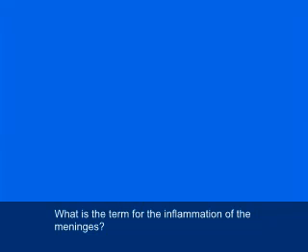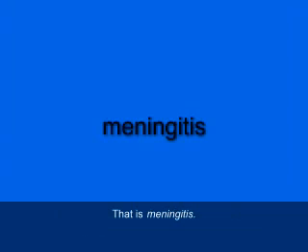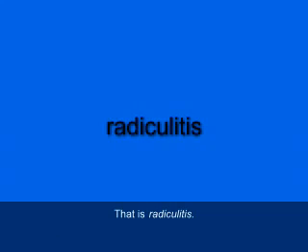And what is the term for the inflammation of the meninges? That's meningitis. Meningitis. And what is the term for the inflammation of the root of a spinal nerve that can cause pain and numbness radiating down the affected limb? Well, that's radiculitis. Radiculitis.